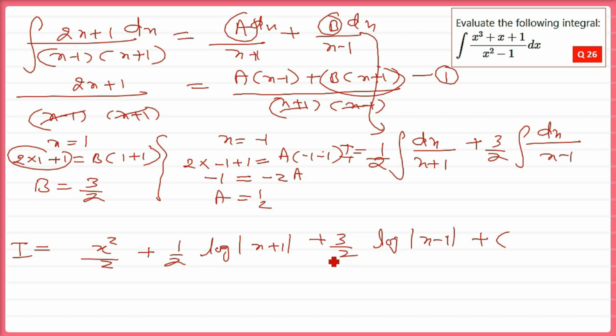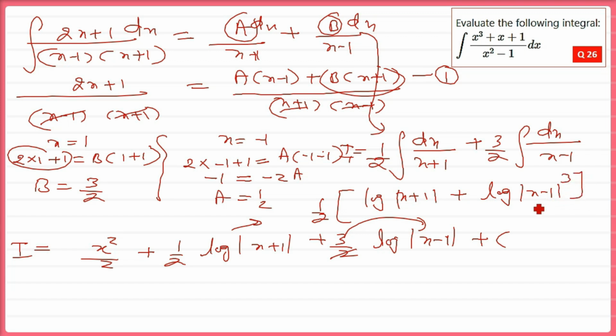Now you can add certain things in here also, but this is the final answer. But even if you want to add something like this, you can take common from log x plus 1 and 3 by 2 from here, that is half. If you take it out, only 3 will remain. So this will be log x minus 1, but you know that the power goes inside as x minus 1 cube. So this x square by 2 plus half you can take outside.